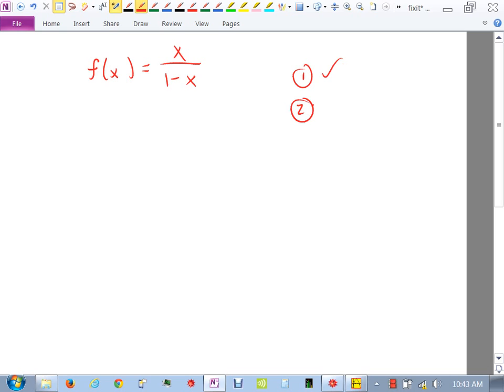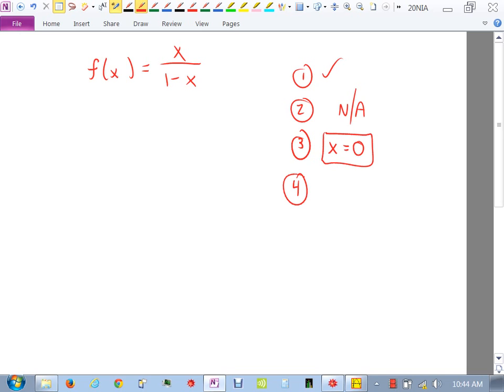2, cancel any factors. That doesn't apply, right? You can't do anything? Does not apply. Or you could say not applicable. How about that? NA. Right? You can't cancel any common factors. What's the next step? X intercepts. How do you find X intercepts? Set the top equal to 0. That's 0, isn't it? I should have an X intercept at 0.